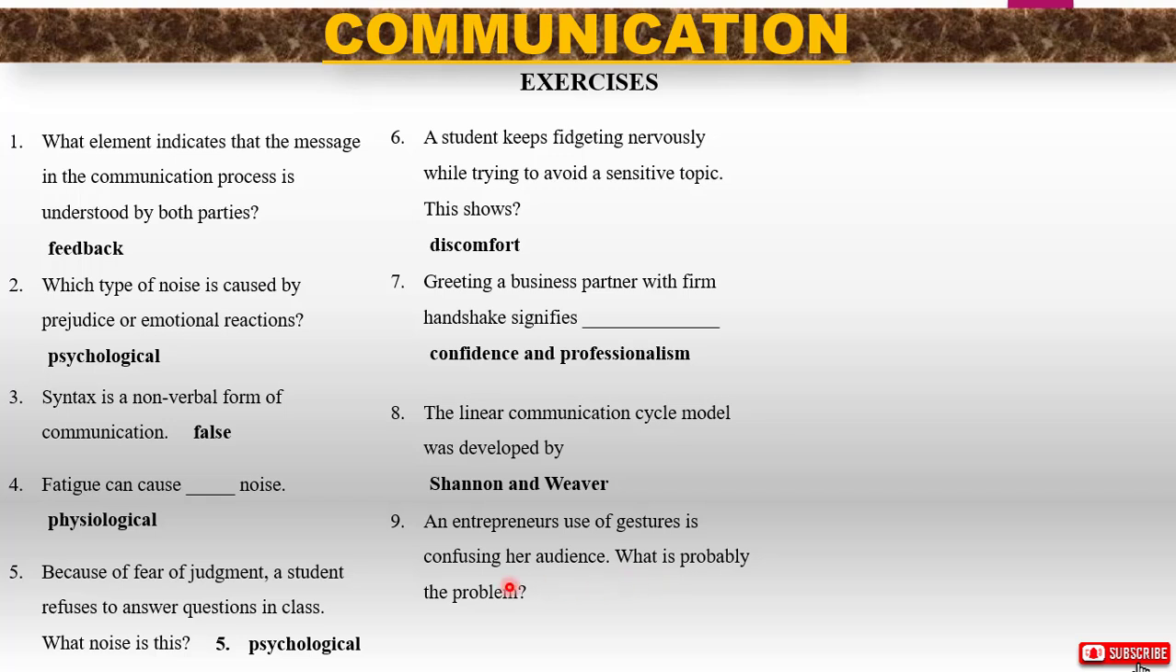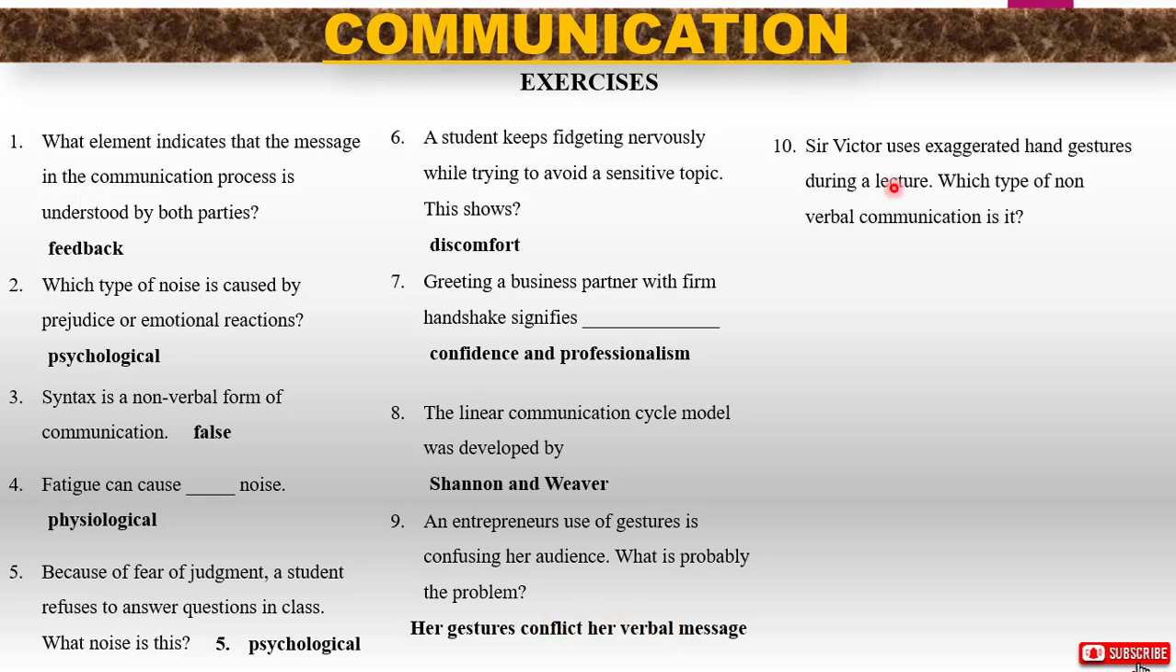The most definite cause is that her gestures are conflicting with her verbal message. Whatever she is saying is conflicting with the gestures. Sir Victor uses exaggerated hand gestures during a lecture. Which type of nonverbal communication is it? This is kinesics, the use of body language.